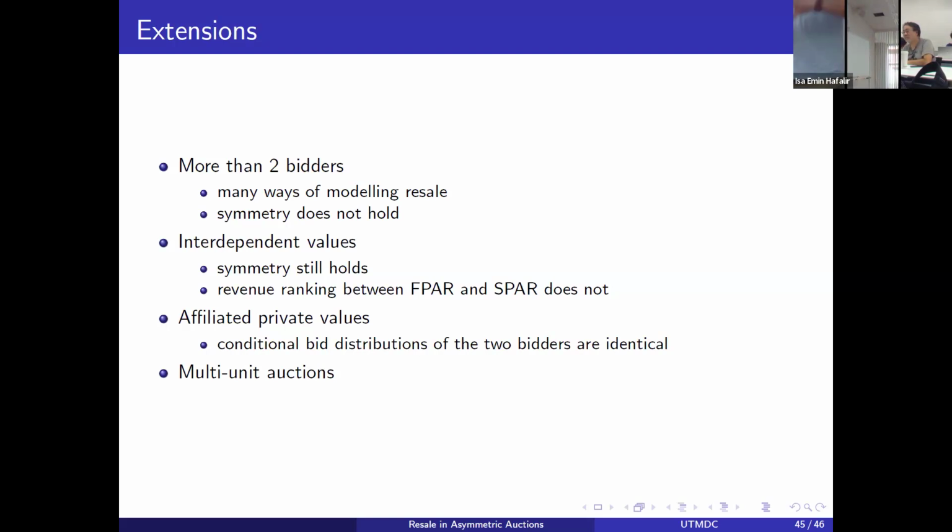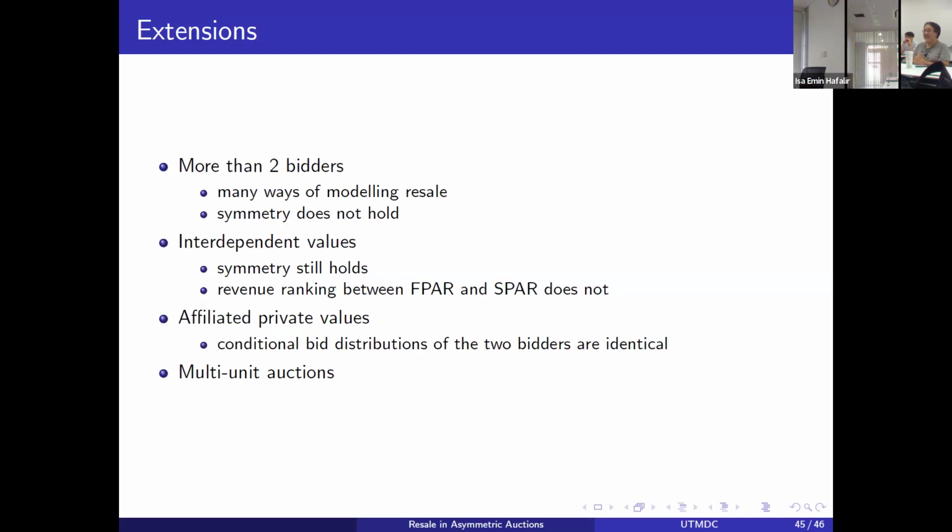All right. And we already were aware of this. Gabor Virak had published a paper that shows that we don't get to full symmetrization, but the symmetrization is going to be better than without resale, for I think 3 bidders. For interdependent values, we assumed independent values. When we have an extension to interdependent values, we can show that the symmetry still holds with 2 bidders, but the revenue ranking result doesn't hold. Okay, so we have an example. We also consider affiliated private values, and we can show that the conditional bid distributions are identical. Okay, but again, no results there.